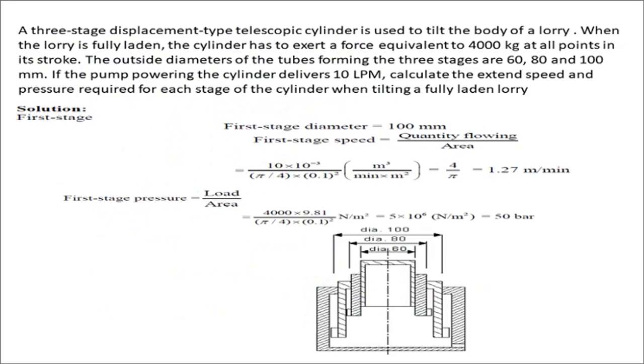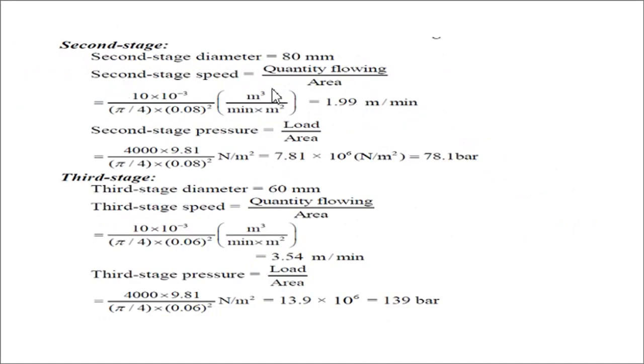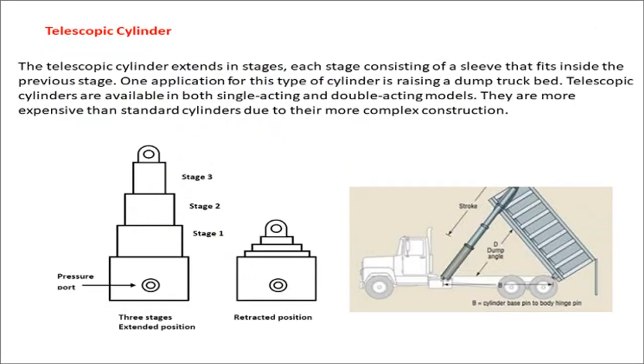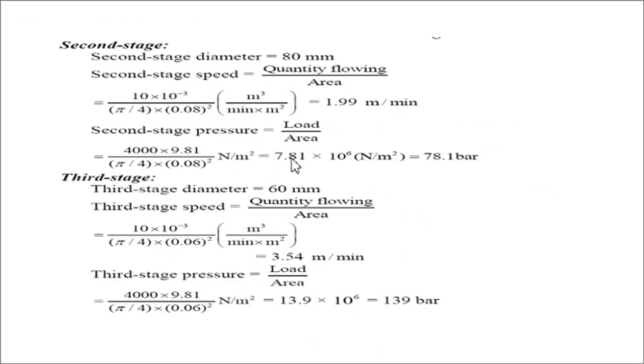Subsequently, what you find is that during each stage the speed of actuation is increasing. This gives us an idea why that particular telescopic arrangement is used in the truck. It gives a high velocity of actuation.